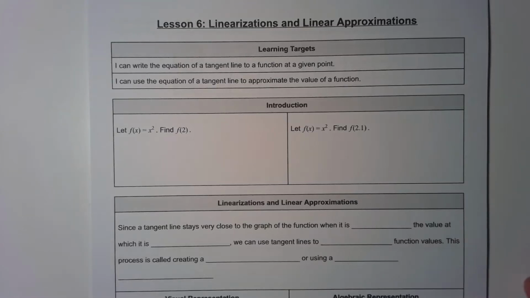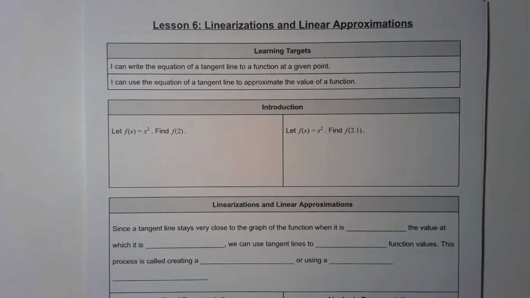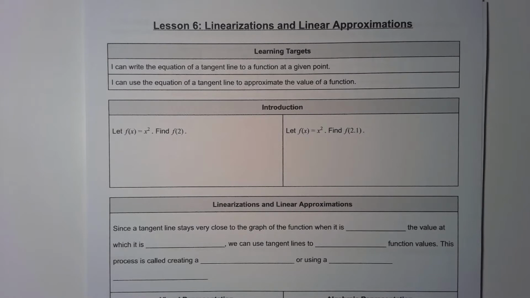Hi everybody. So in today's video, we're going to be going over lesson 6 from unit 3, which is about linearizations and linear approximations. So the basic idea of this lesson is that now that we know how to find lots of different derivatives and we know how to write the equation of a tangent line, we can use the equation of a tangent line to approximate the value of a function. So it's one of the ways that we use tangent lines to make approximations.